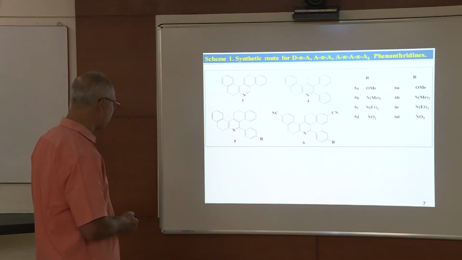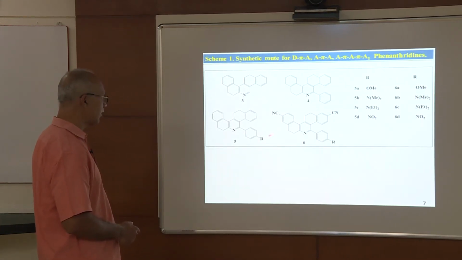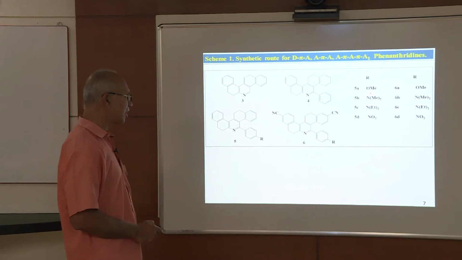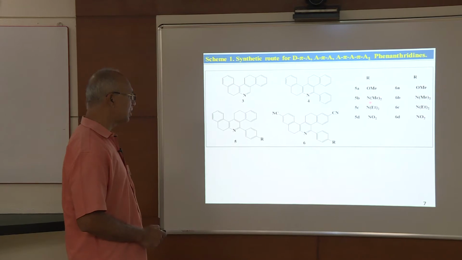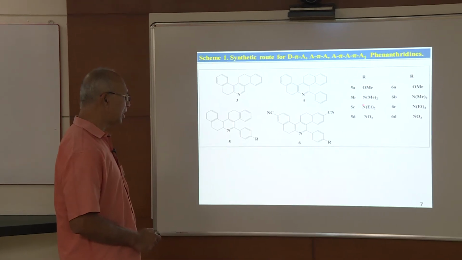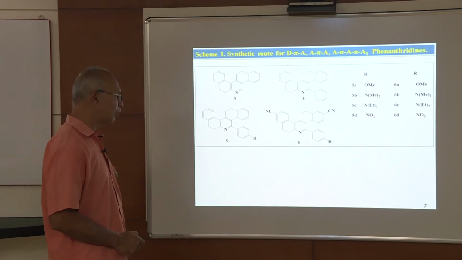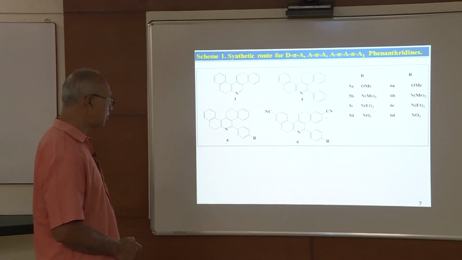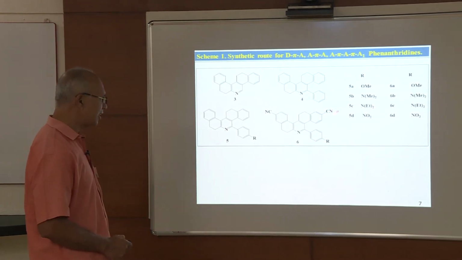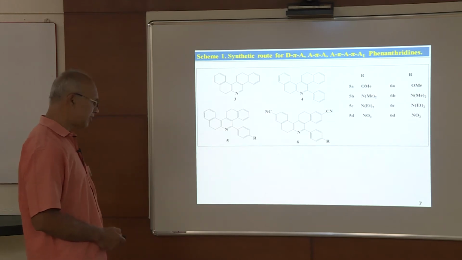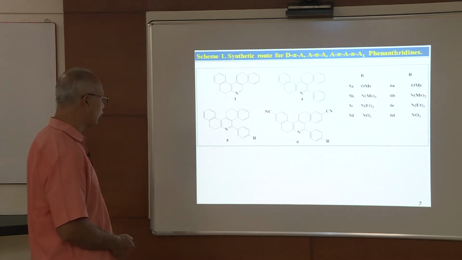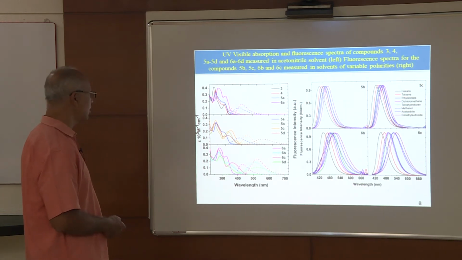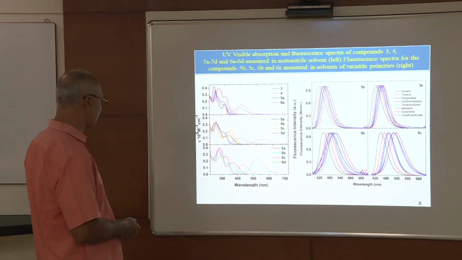Next, we prepared the substitutions. These are the substitutions we used, as I already told you: O-methoxy, NN dimethyl, NN diethyl and nitro. Here nitro is the electron withdrawing group. Similarly, here the nitrile is the electron withdrawing group. Then we took the absorption and fluorescence spectra.